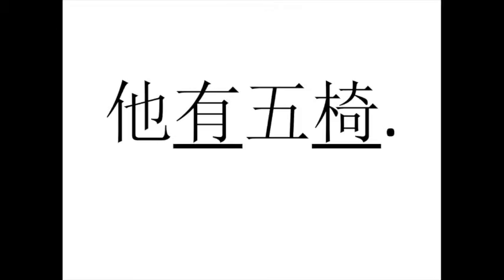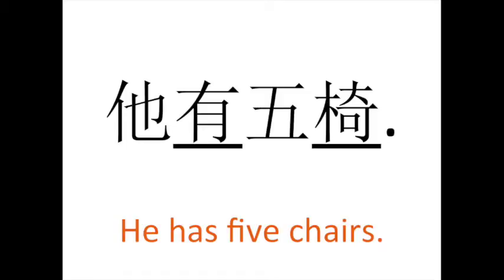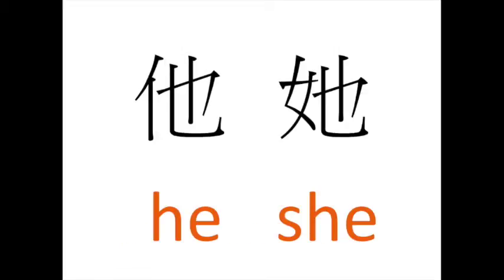And here's the next sentence. He has 5 chairs. Remember, the only thing that differentiates he and she is going to be the radical. He has a person radical, and she has a woman radical, right?